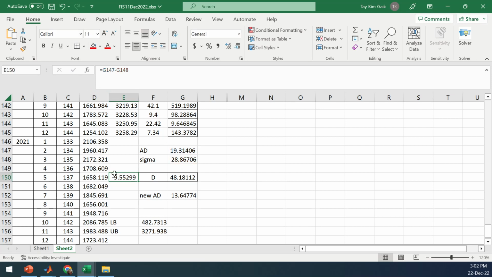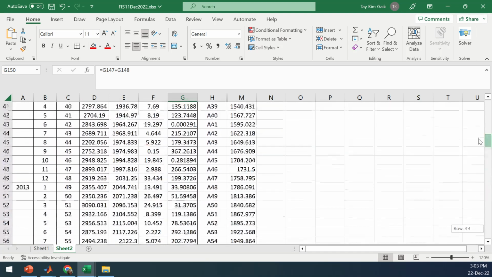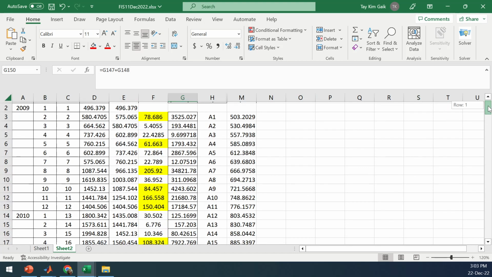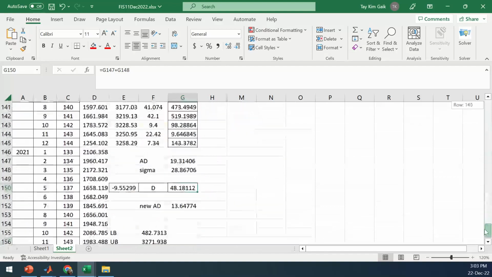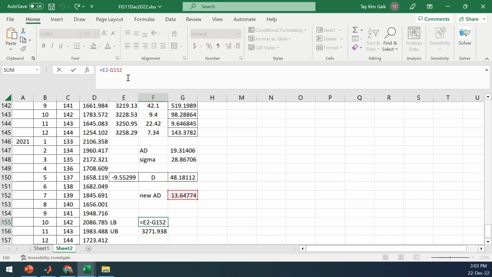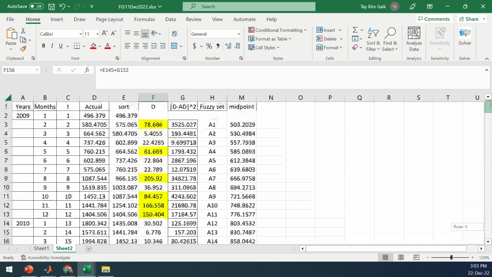is the lower bound for your distance. The upper bound of the distance is AD plus sigma. And then we notice some of the d's are outside our interval, so eliminate those d's outside our interval. Then I average again and get the new AD. Then I find my lower bound using the smallest data minus the new AD. The upper bound is the biggest data plus the new AD. And then I fuzzify.